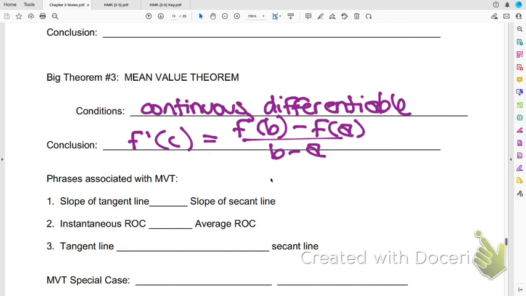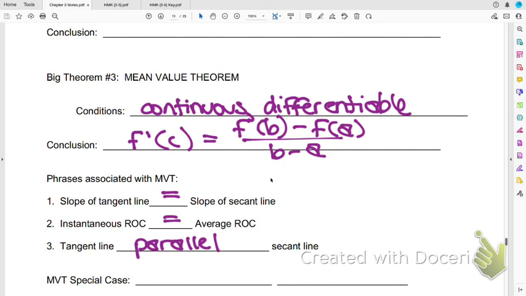Now, just a short list of things, because mean value theorem shows up in a lot of places. Slope of the tangent line is equal to slope of the secant line. A secant line is joining two endpoints. So it's what we've been doing, but it's just different language. Instantaneous rate of change equals average rate of change. It's another thing. Tangent line is parallel to secant line.